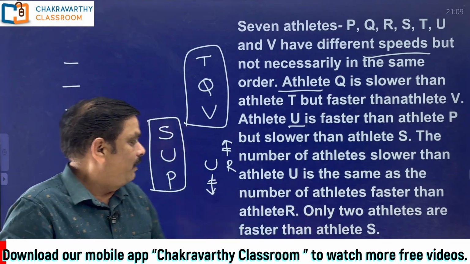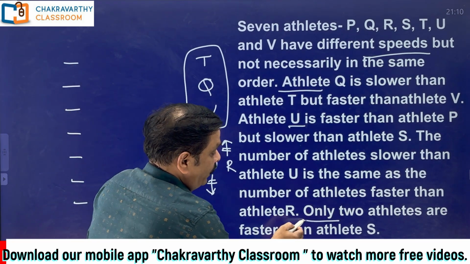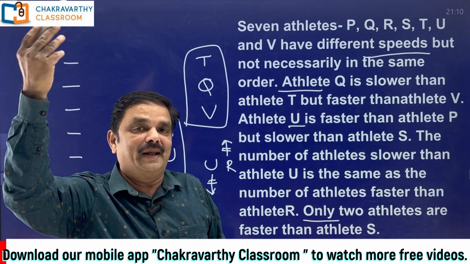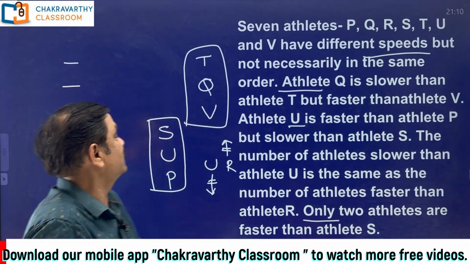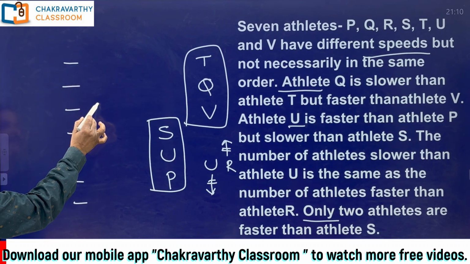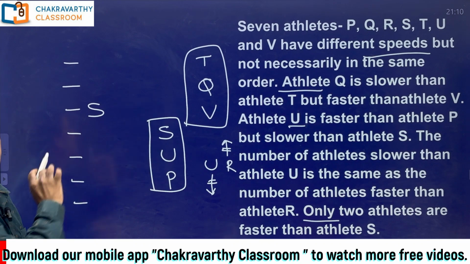How is that? Only 2 athletes are faster than S. That means, because of the word only, 2 are faster than S, and the remaining are slower than S. So S's place, third, is confirmed here. Only 2 are faster than S, and the remaining are slower. How simple is this. Now you go for the connectivity.